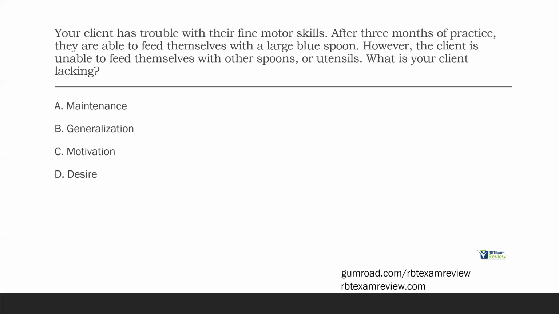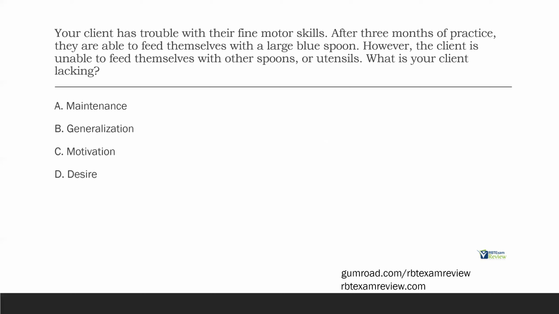What is the issue? This is not uncommon, okay? It happens with utensils, with writing utensils, straws, different clothes, okay? We teach a skill using one stimulus and then we can't do it with other stimuli. What is that called? Is this maintenance? No, maintenance would be if they were unable to feed themselves with the large blue spoon. Maintenance has to do with what skill you taught, and then can that skill maintain after teaching's over. So if they're able to feed themselves with a large blue spoon, that skill has maintained. It just hasn't what? It hasn't generalized, right?